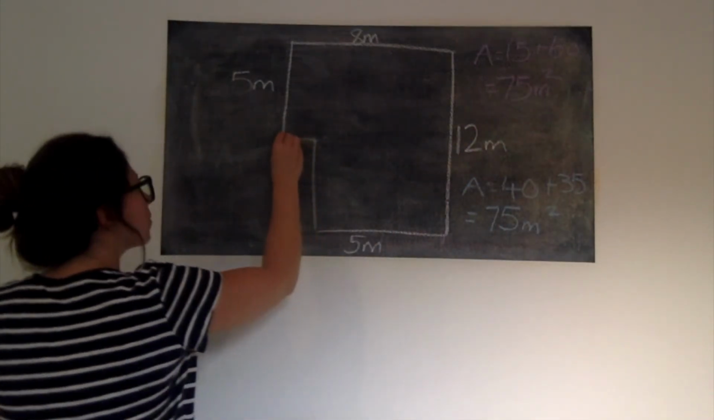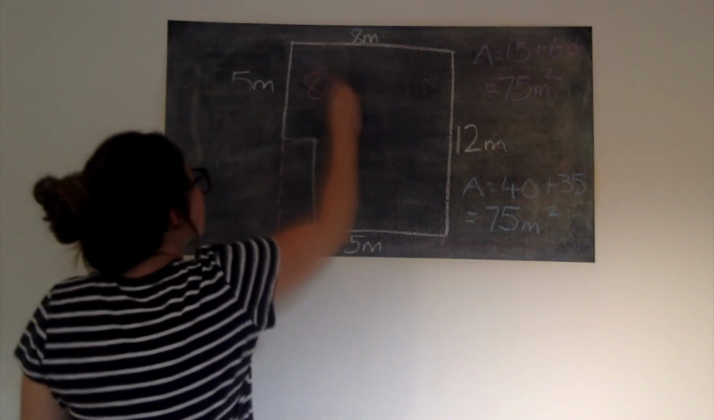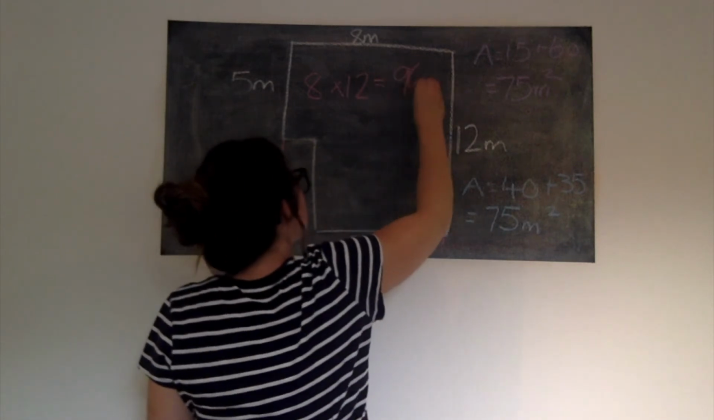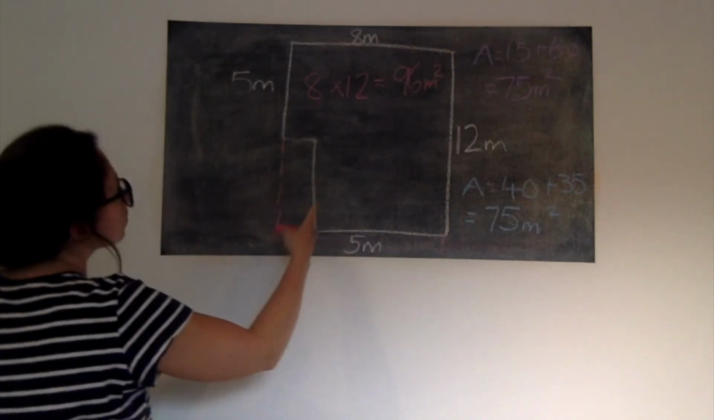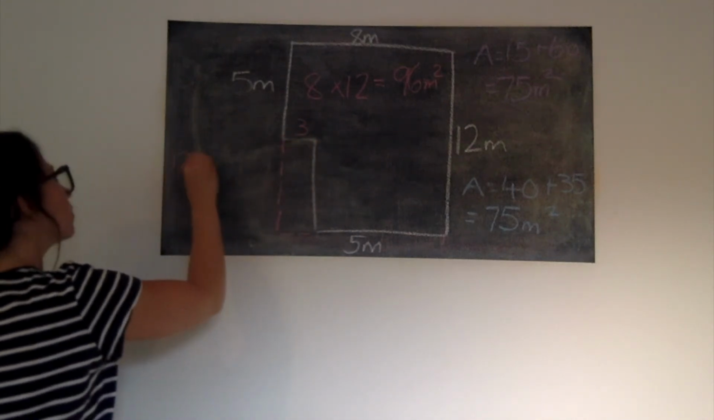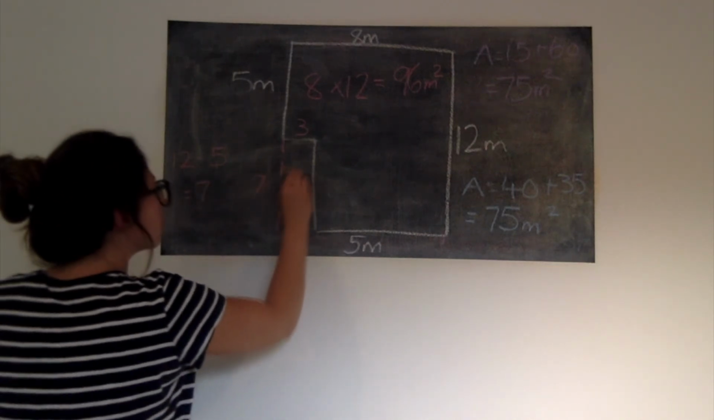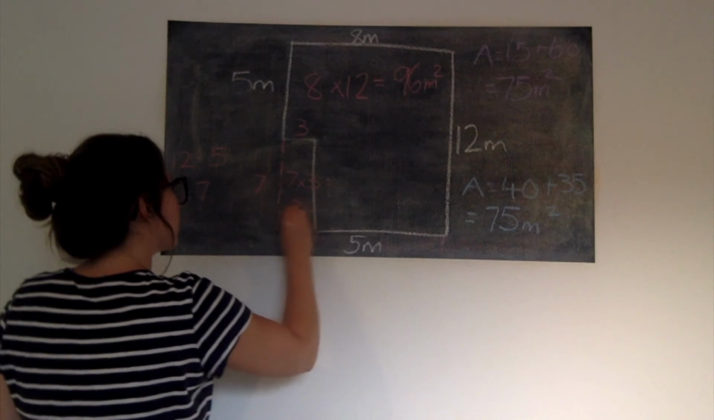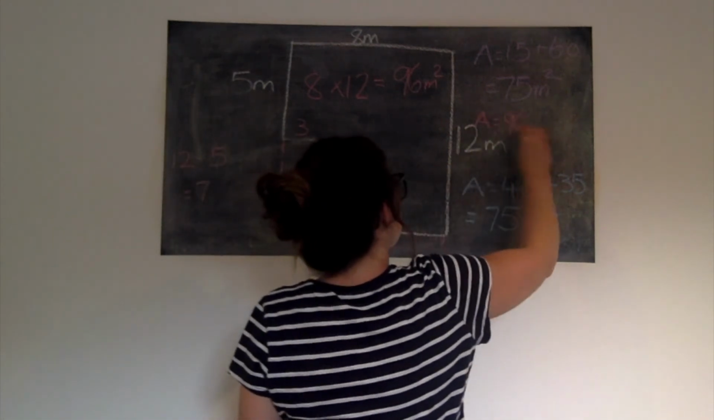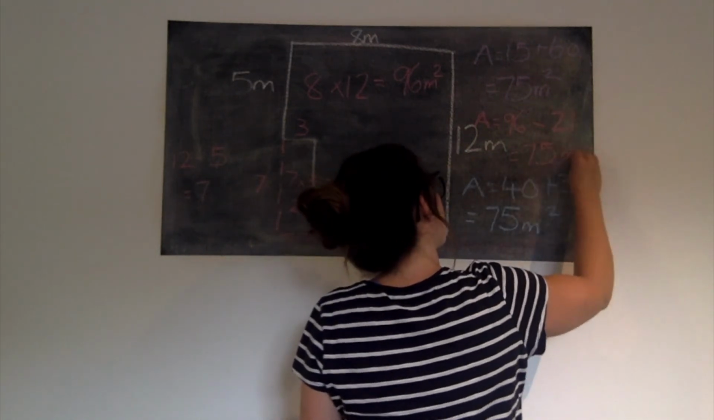There is a third way to do this as well. So if we created this into a full rectangle, then we could do 8 times by 12, which gives us 96 metres squared. But then we need to take away that section that isn't there. So to figure that out, we find out our missing side. So we've figured out the 3 metres. And then the other side is 12 subtract 5, which gives us 7. So 7 times by 3 is 21 metres squared. So to find the whole area, we do the 96, subtract the 21 metres that isn't there, and again it leaves us with the 75 metres squared.